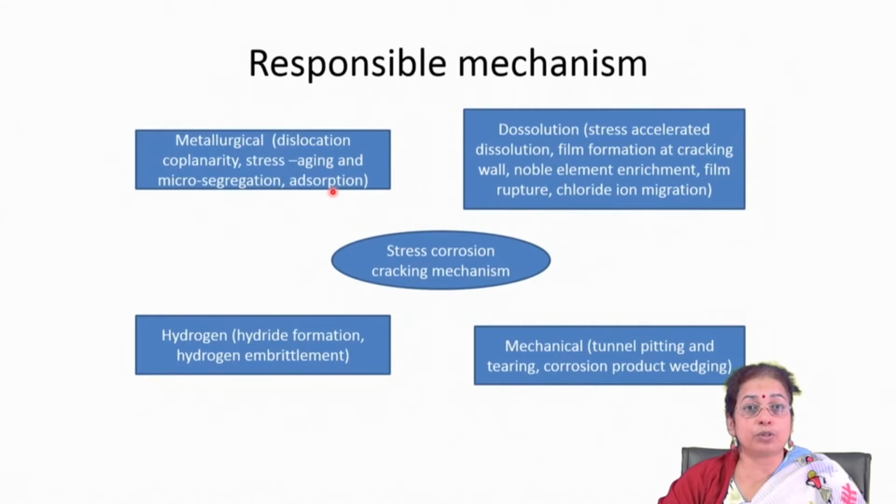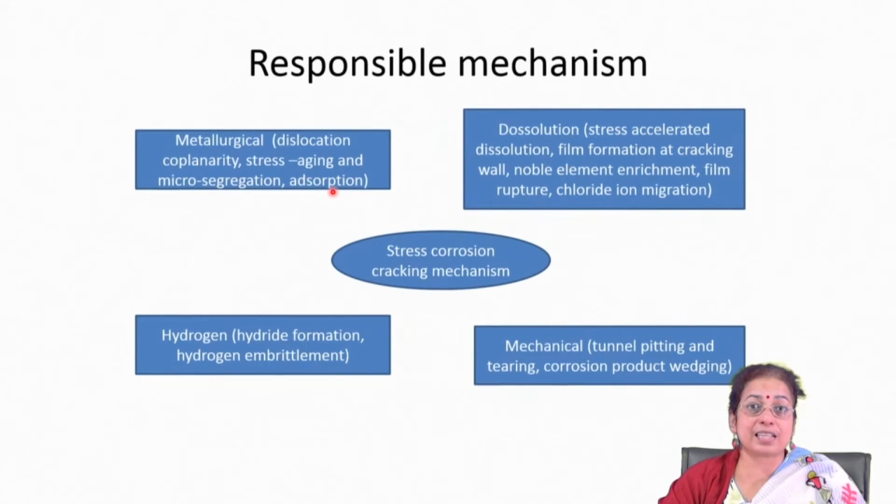So, if you quickly go through the metallurgical factors responsible for the stress corrosion cracking, they are dislocation coplanarity, stress aging, microsegregation, and adsorption. These phenomena are all observed in stress corrosion cracked systems. Usually you will find that when dislocations are arranged in a coplanar fashion, crack propagation is very easy as compared to that of dislocation entanglement.